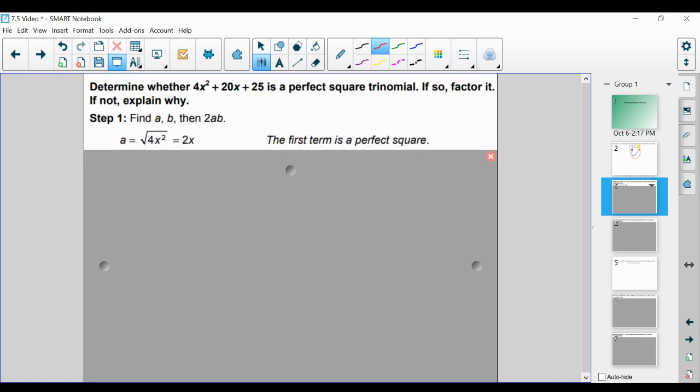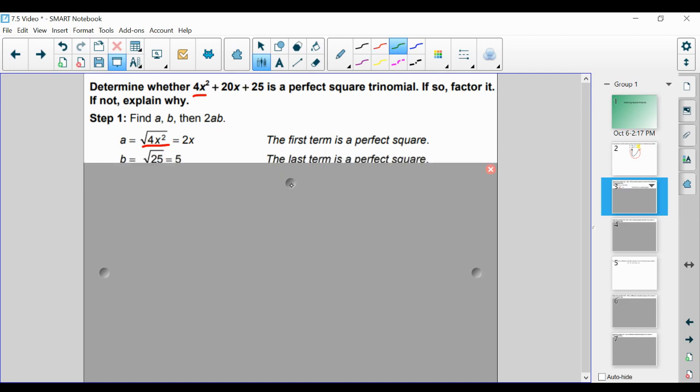To find a, we're going to look at our first term, 4x squared, and take the square root of that. Well, the square root of 4 is 2. The square root of x squared is x. So this is a perfect square so far. Then to find our b, we're going to look at this constant value, this last value, 25. What is the square root of 25? Well, we know it's going to be 5. So the last term is a perfect square.